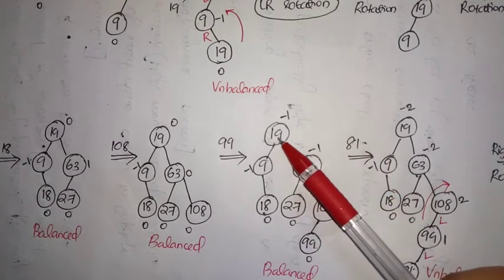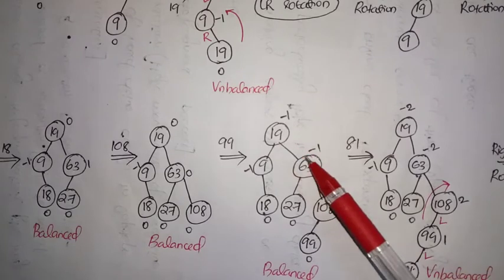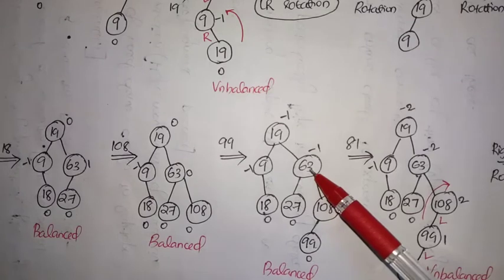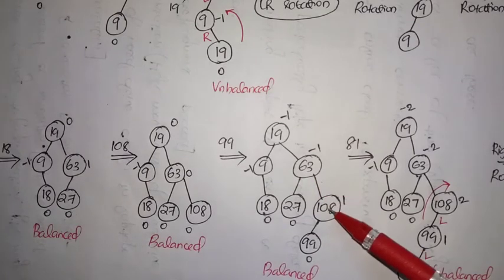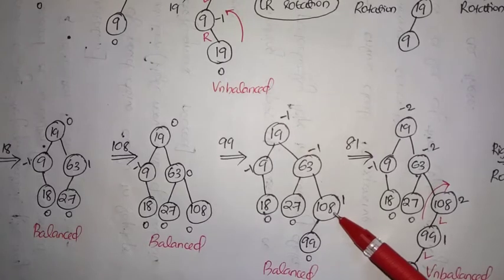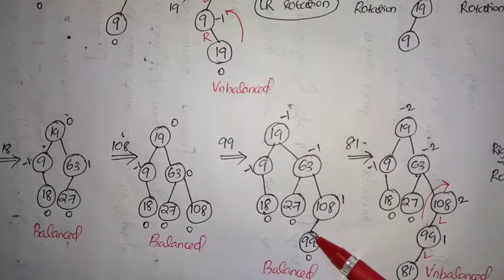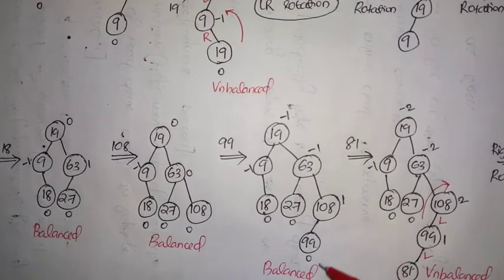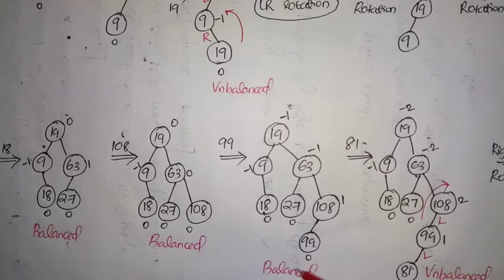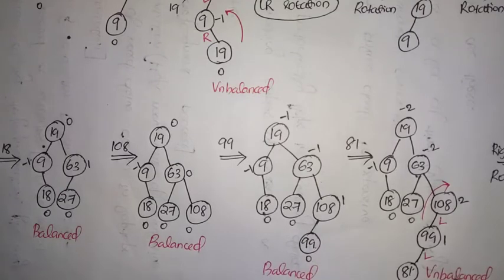81 is greater than 90, so comes to the right of 19. Again 81 is greater than 63, so comes to the right of 63. Again 81 is lesser than 108, so it comes to the left child of 108. Then 81 is lesser than 99, so it is placed in the left child of 99. So the position of 81 is in the left child of this 99.